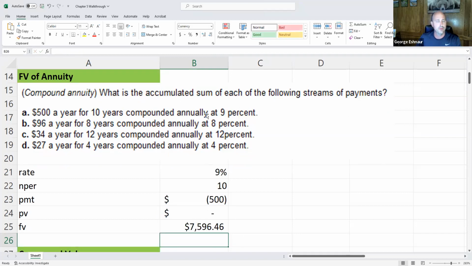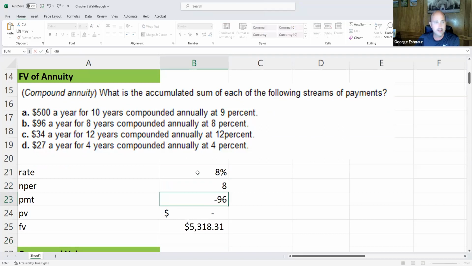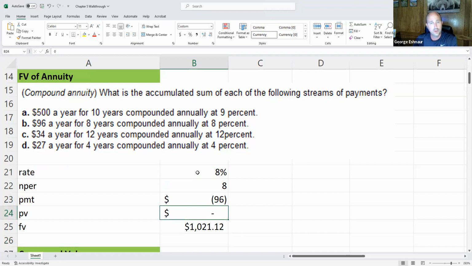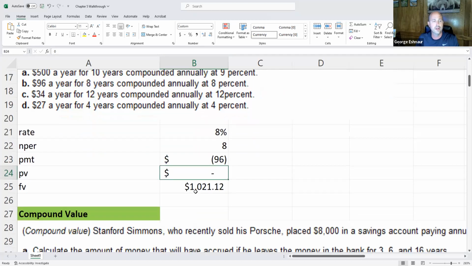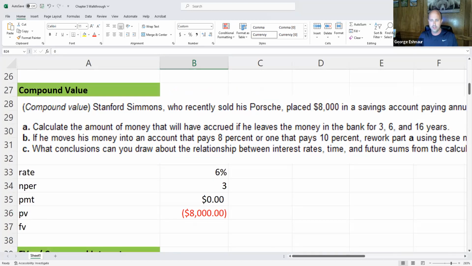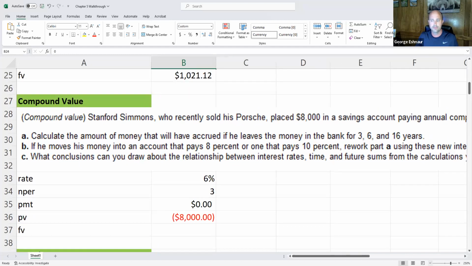So for the first one, for $500 at 9% for 10 years, we see that the future value of this investment is $7,596. Again, we can quickly compute the next one at 8% for 8 years and $96 payments. We see that that one is the accumulated cash flows or streams of payments a little over $1,000 here. Okay, so again, very straightforward so far in terms of future value. And so let's move on to the next one.